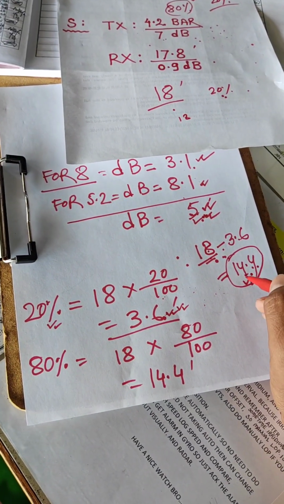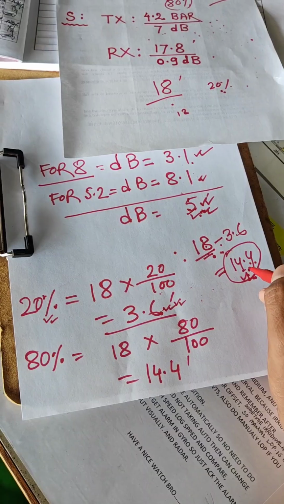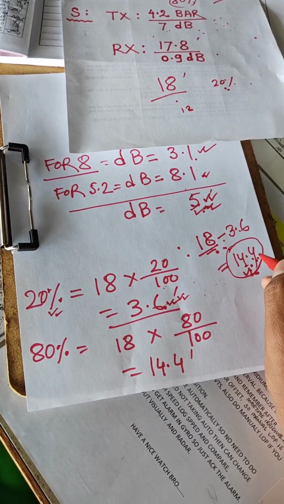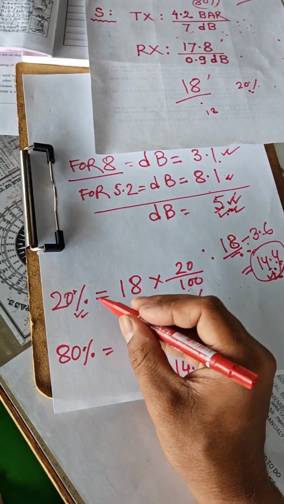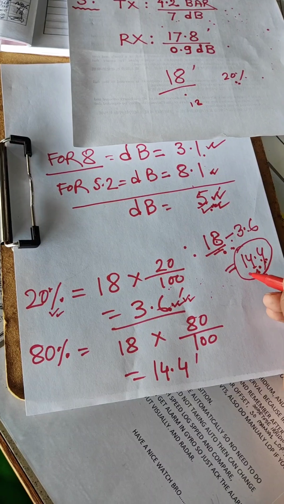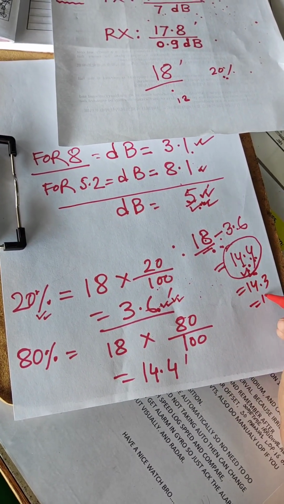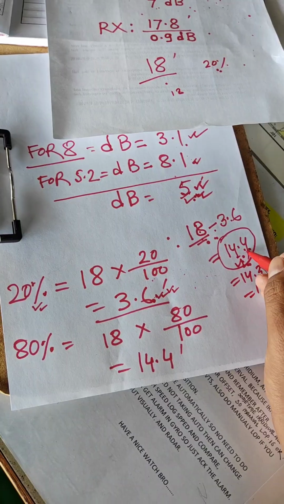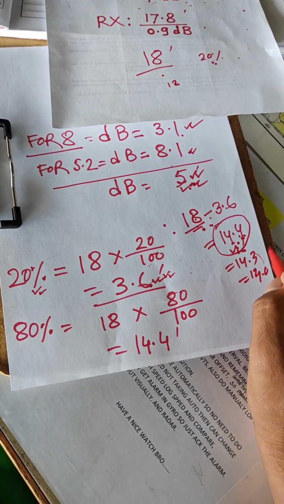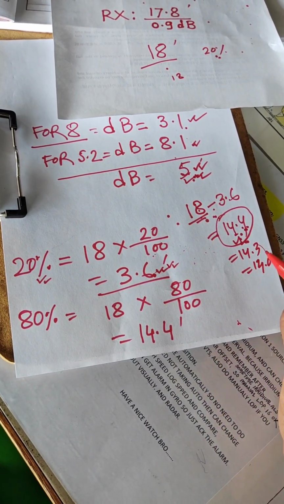If you get up to this much BRM, your magnetron is okay. But if it is more than 20% loss, the value you get may be 14.3, 14.0, whatever, less than this, it means your magnetron life is going to be finished. So you need to change the magnetron.